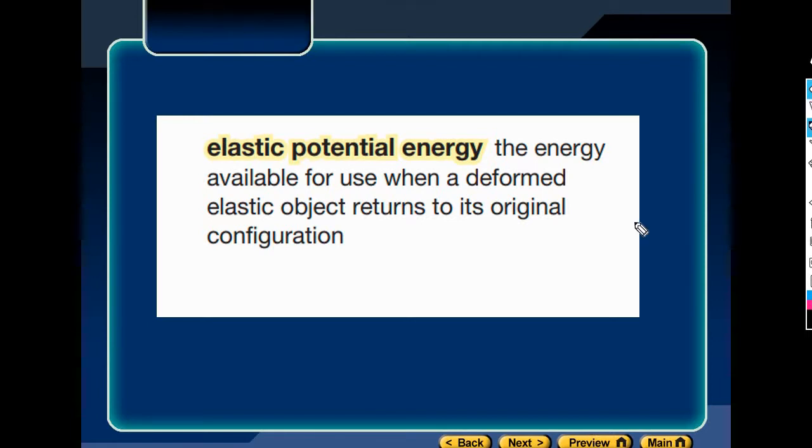Okay guys, read please. Elastic potential energy: the energy available for use when a deformed elastic object returns to its original configuration.